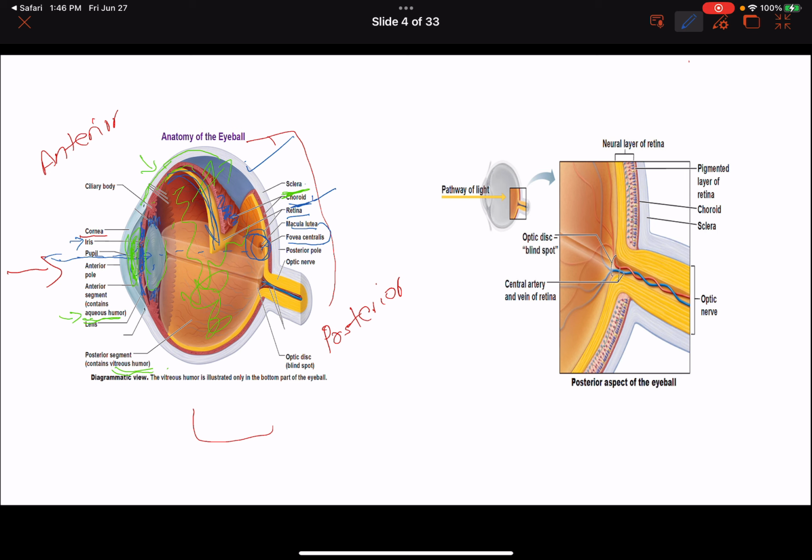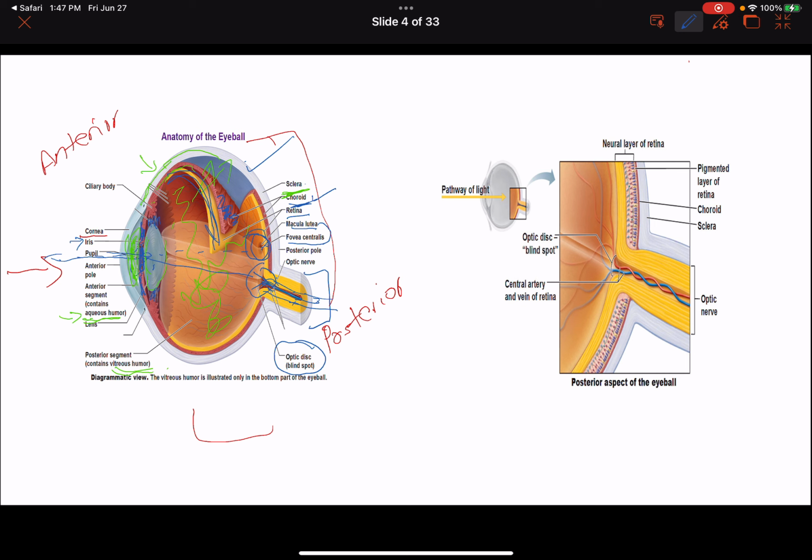Now over here, in this part, you see a lot of blood vessels. The axons from the nerve cells exit out here. This is called the optic disc, or blind spot. Where light hits over here, you don't see. That is why it's called a blind spot. The nerve cells coming out form the optic nerve. When we study the brain, you see the optic nerve, which is cranial nerve number 2, coming from this one.